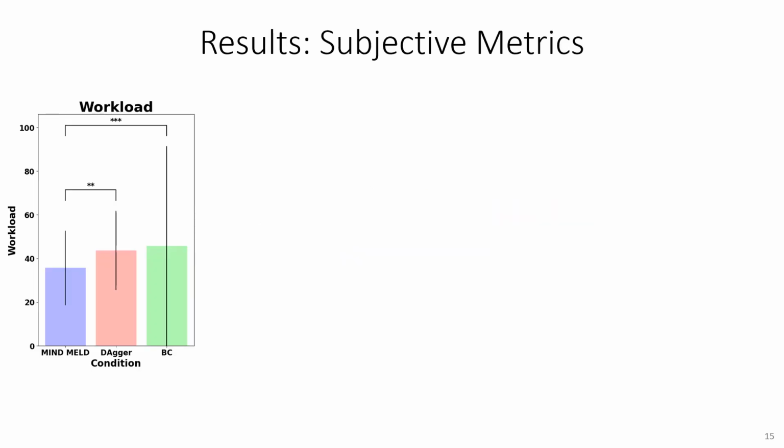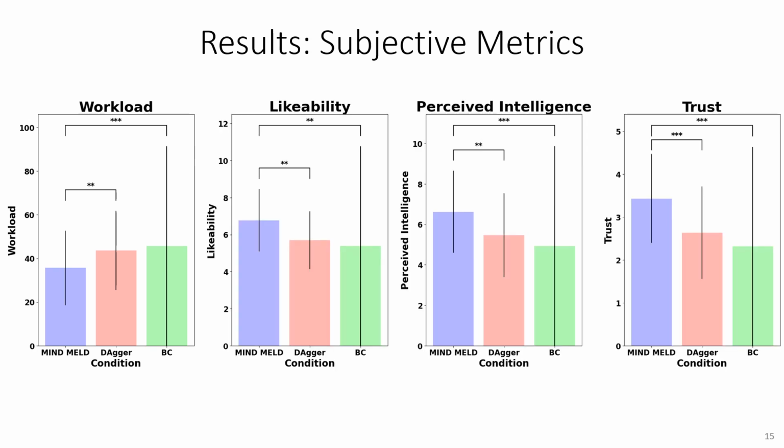Next, we investigate subjective metrics. We find that participants rated MELD as significantly lower workload than DAgger and BC. Additionally, participants rated MELD as significantly higher in terms of likability, intelligence, and trust.